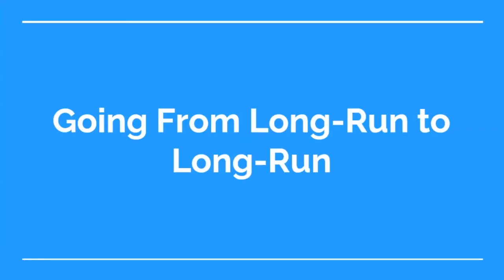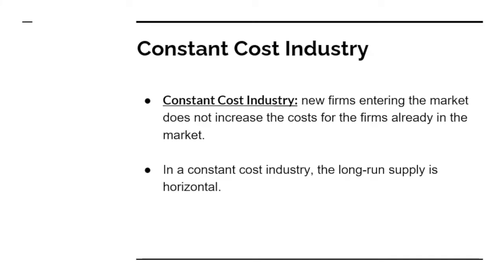And so the other thing that we can do is go from long run to long run. All right, so long run to long run. And so here, this is not necessarily important, but it's something that may be covered, so we're going to go over it: the difference in constant and increasing costs. So we're going to go over constant, then we'll introduce increasing, and then we'll leave it at that.